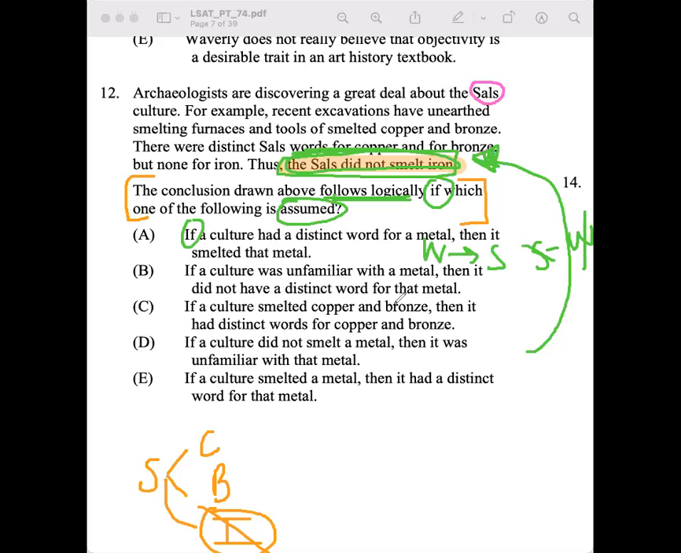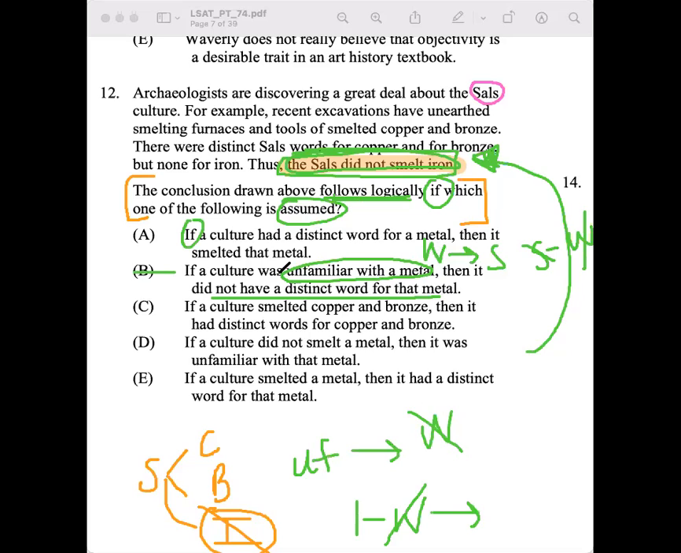If a culture was unfamiliar with a metal, then it did not have a distinct word for that metal. What do you think about that one? Okay, I don't love it. But do we care? If a culture was unfamiliar with a metal, then it did not have a distinct word for that metal. We already know that for iron we don't have a word for it. If we diagrammed this, it would be if you were unfamiliar with a metal, you did not have a word for it. Does that help us get to them not smelting? No. Not at all? No. So it can't be B.